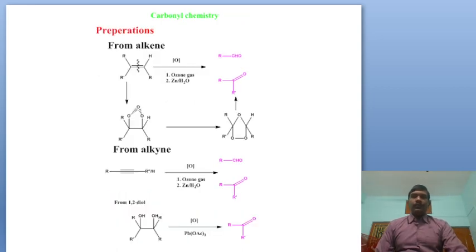We can prepare carbonyl compounds from alkene also. We can do ozonolysis of the alkene compound to get aldehyde or ketone compounds. If there is hydrogen present, then we get aldehyde here. If there are all alkyl groups present, then we will get the fully converted ketone compound. From alkyne we can also get carbonyl compounds by oxidation with ozone. The ozonolysis will give the ketonic compound also from alkyne.